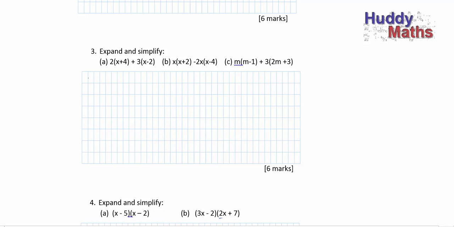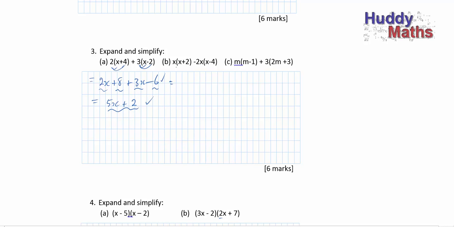So now we have a bigger expression. So it's 2 by x is 2x plus 2 by 4 is 8. No, we haven't finished yet. I won't give you any marks yet until we've done the whole problem. So here plus 3 by x is 3x. 3 by neg 2 is neg 6. Then it's 2x plus 3x is 5x, and 8 take 6 is 2. So there's 2 marks for this, 1 for that line and 1 for that line.